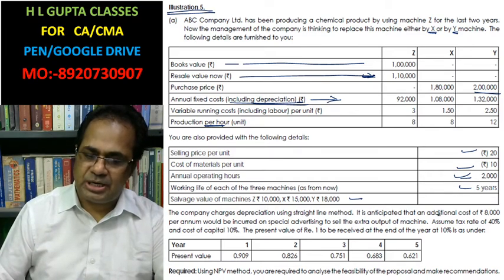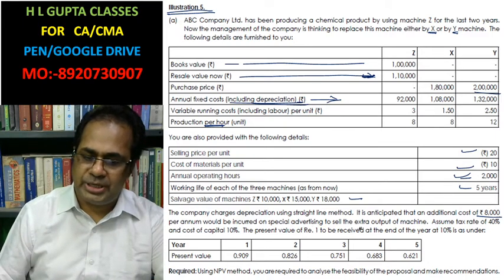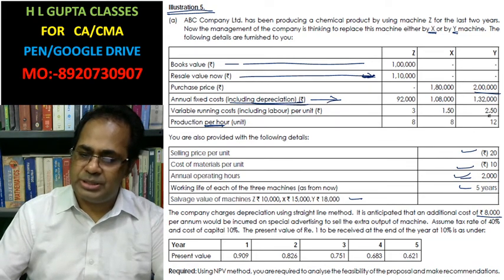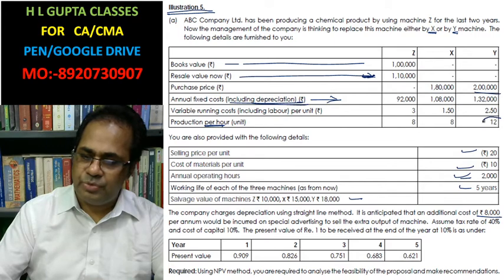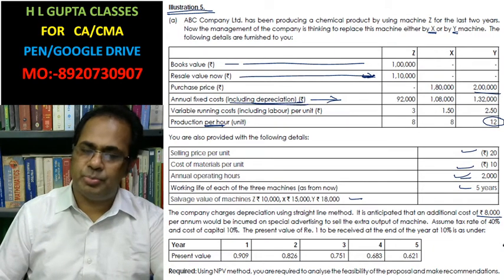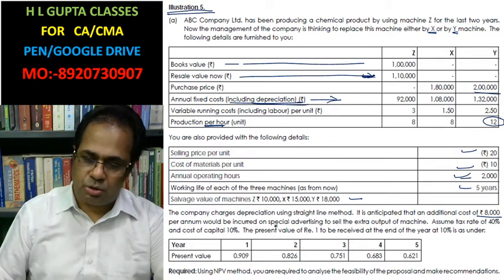It is anticipated that an additional 8,000 per annum would be incurred on a special advertisement to sell the extra output of the machine. Extra output is in machine Y. Then you need to invest rupees 8,000 per year. You have to expense rupees 8,000 per year as advertisement cost.